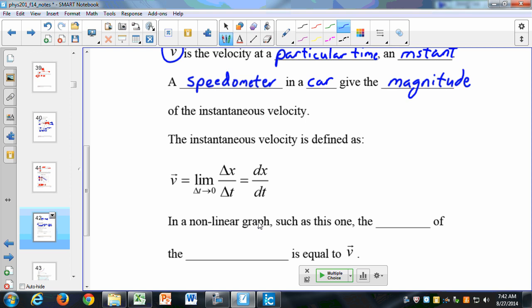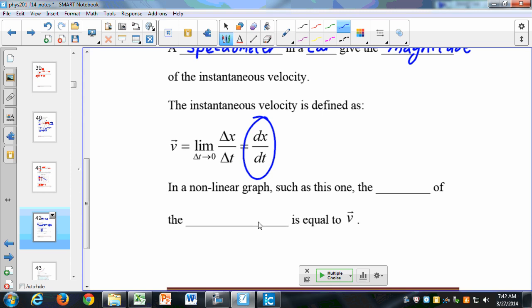So this is just the derivative of x with respect to t. So we define the instantaneous velocity as just the derivative of the position with respect to time. All right, so the instantaneous velocity is just the first derivative of the position with time. So in a nonlinear graph, I have it on the next page, the slope of the tangent line is equal to the instantaneous velocity. I'll draw a picture about that, show you what I mean.